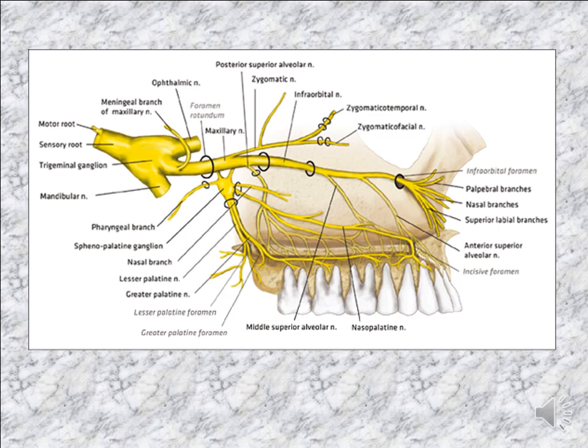The posterior superior alveolar nerve emerges from the two foramina in the posterior surface of the maxilla to supply the third molar, second molar, and the distobuccal root of the first molar. It emerges through a canal within the maxilla and divides into the middle superior alveolar nerve, which supplies the mesiobuccal root and the palatal root of the first molar, and the second premolar and first premolar.